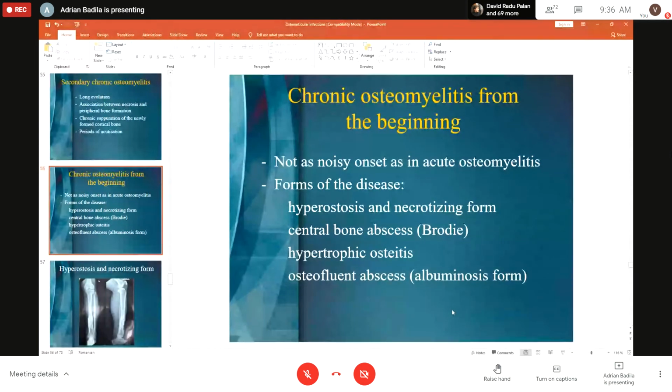The chronic osteomyelitis from the beginning doesn't have an acute phase, so it doesn't have a noisy onset as in acute osteomyelitis, and it can have a number of forms, and these are hyperostosis and necrotising form, the central bone abscess as described by Brodie, the hypertrophic osteitis, and the osteolytic abscess, the so-called albuminosis form.